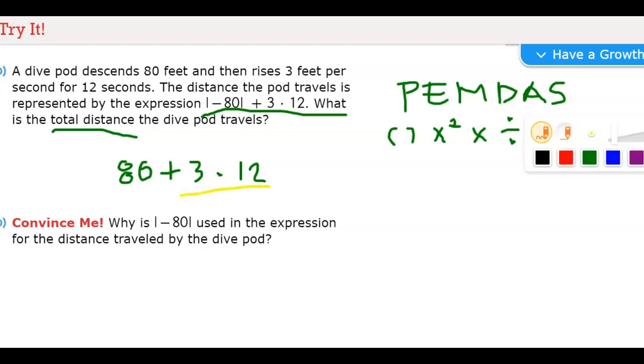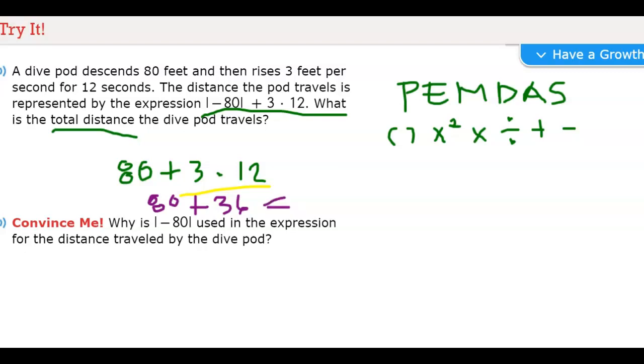That's here. And so we're going to do 3 times 12 is 36, and then we still have the 80, and we're adding that to the 36. Now we do what's left, which is 80 plus 36, which is equal to 116. And the measurement is feet. So the pod traveled a total distance of 116 feet.